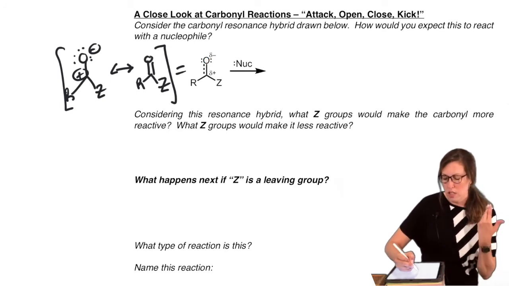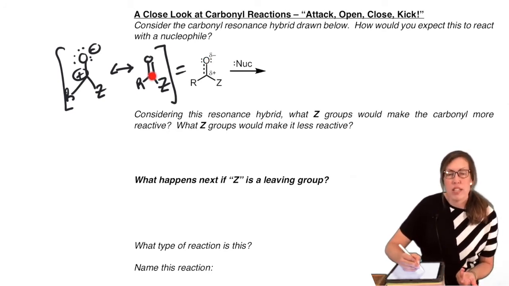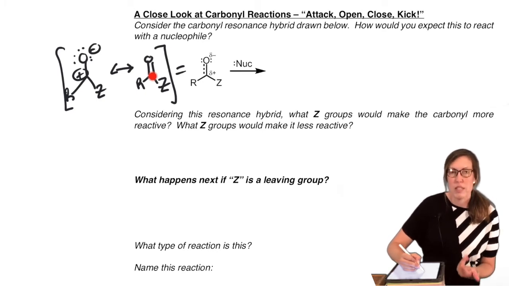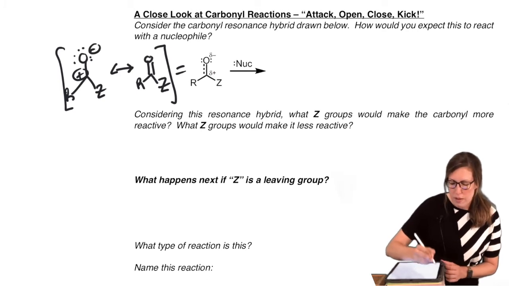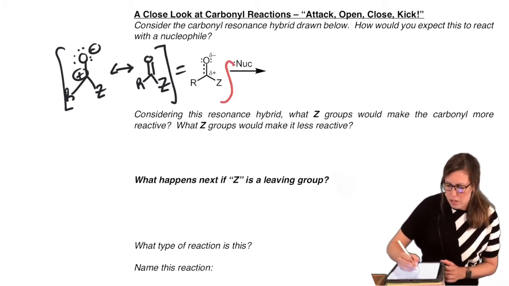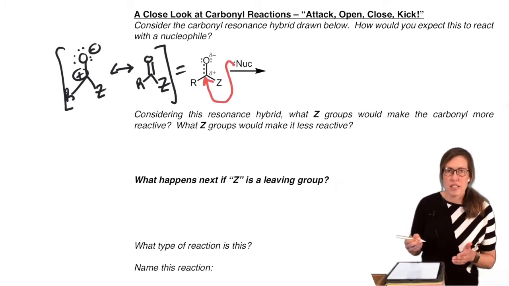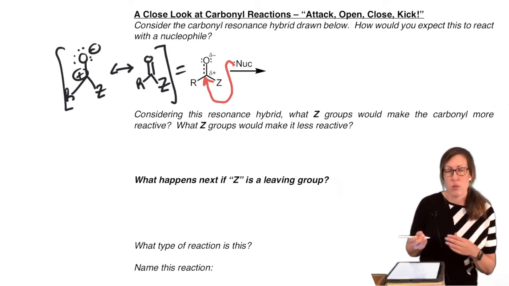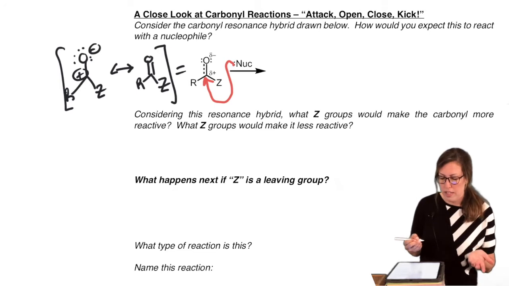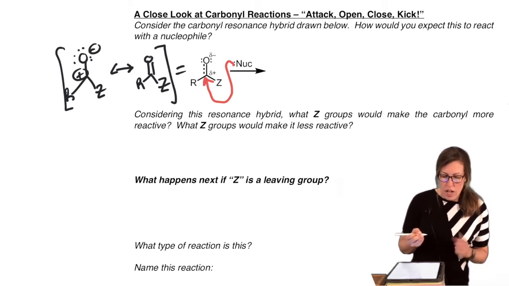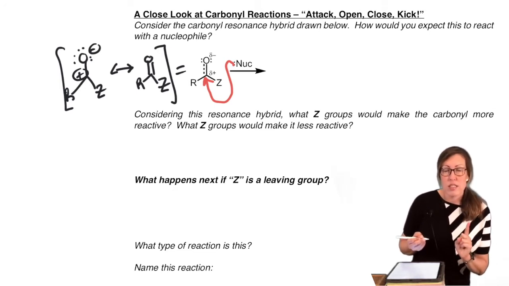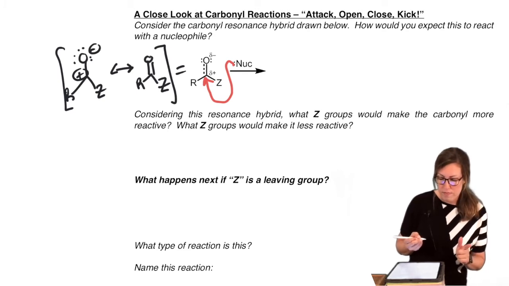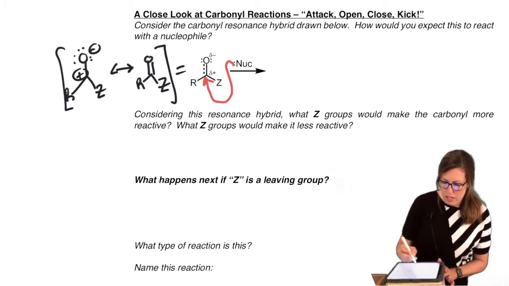So in other words, this doesn't have a plus visibly on it, but it has partial plus character. We see that in the hybrid. And that's why I'm emphasizing that here, because we want to remember nucleophiles are still attracted to that carbon center because it is still an electrophile whether Z is there or not, no matter what Z is. However, Z can influence the electrophilic character of it.